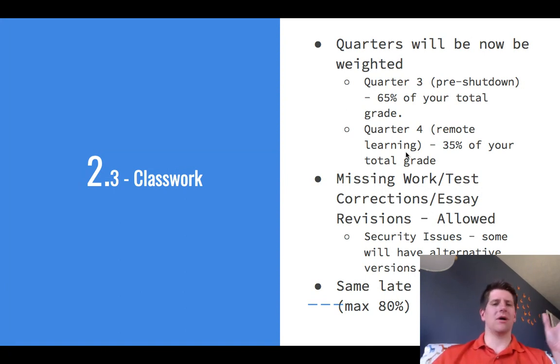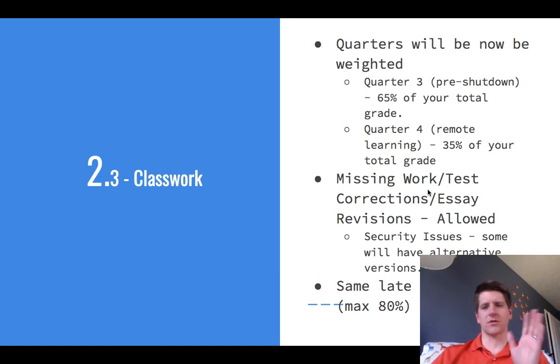If you are upset with your Q3 grade, you missed an outline, you got a bad grade on something, you didn't like your test score on something or an essay, you can totally turn in missing work or do test corrections or essay revisions.